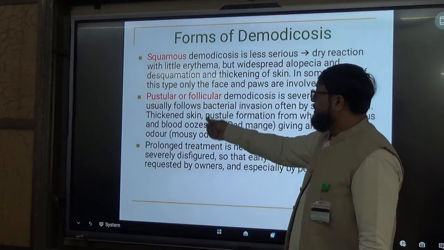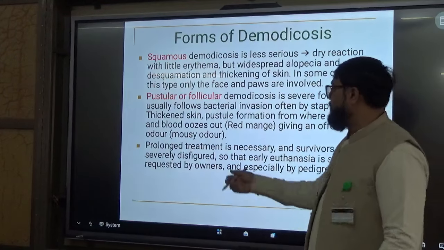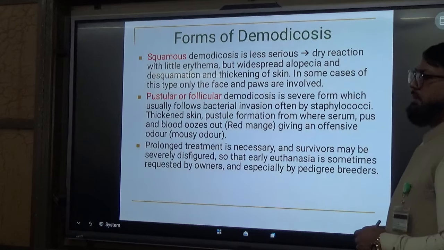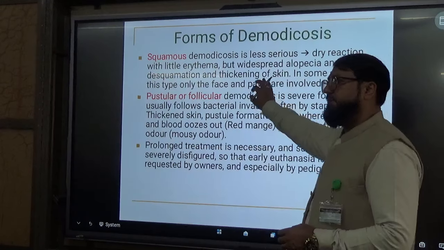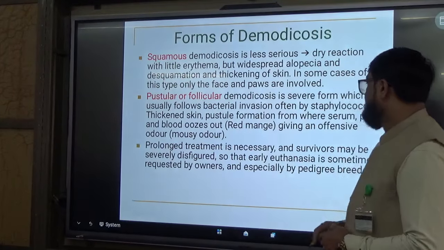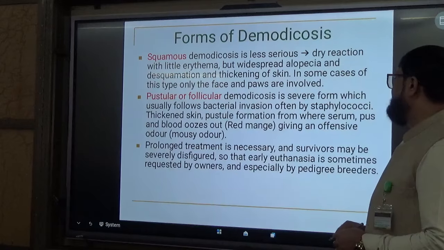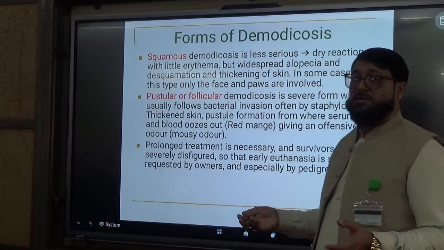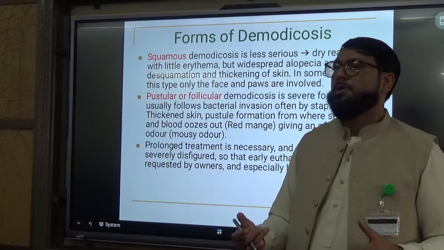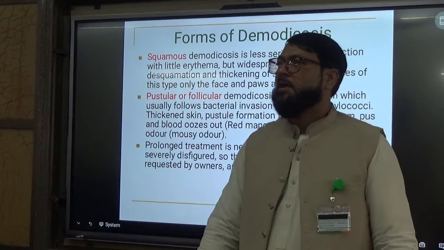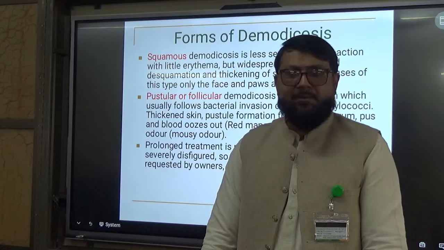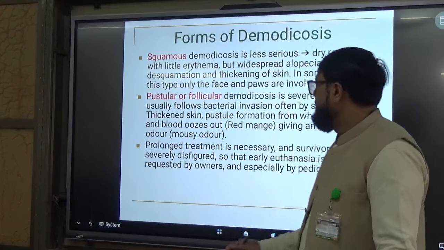Due to this situation and its deep penetration, prolonged treatment is necessary, and survivors may be severely disfigured because of this thickening and a lot of activity going on due to bacterial infection. So early euthanasia is sometimes recommended, because the disfiguration is sometimes so extreme that the owners request you to please go for euthanasia. Euthanasia, do you understand what that is? Yes, peaceful death due to some chemicals.